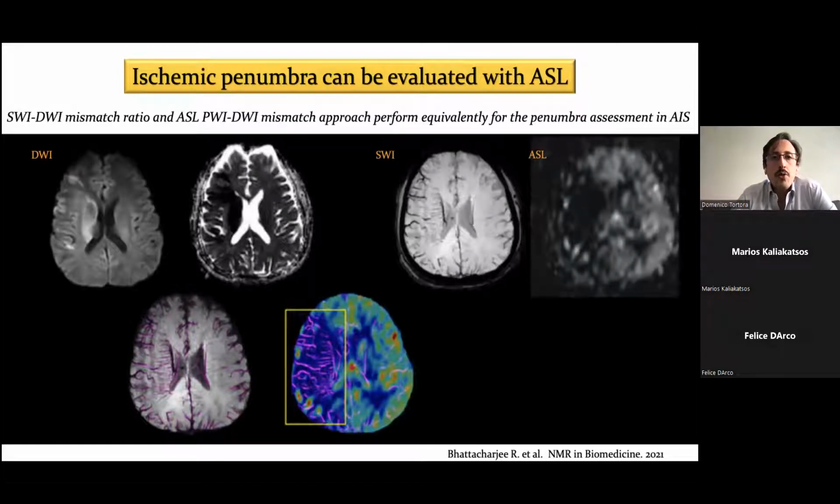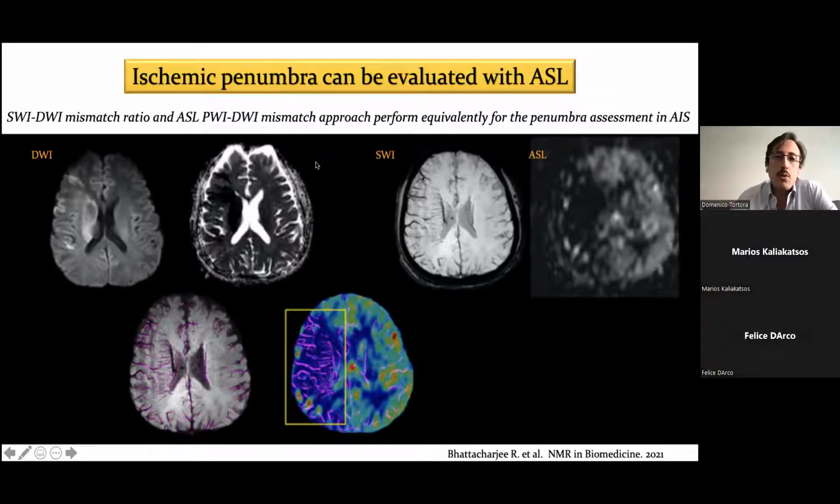ASL can also be useful for evaluating the ischemic penumbra. The ischemic penumbra can be evaluated using different approaches, using MR sequences. Probably the most used is the evaluation of the mismatch between the DWI, which shows the cytotoxic edema, and the SWI, which you can see here, which reflects the region of increased deoxygenation of the brain tissue with an increased representation of veins on this sequence.